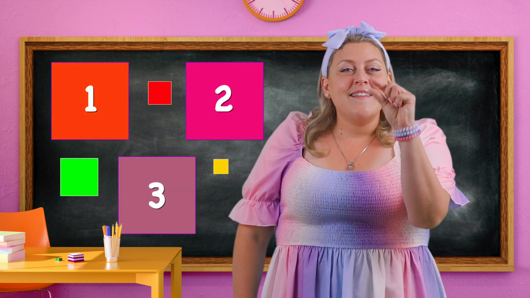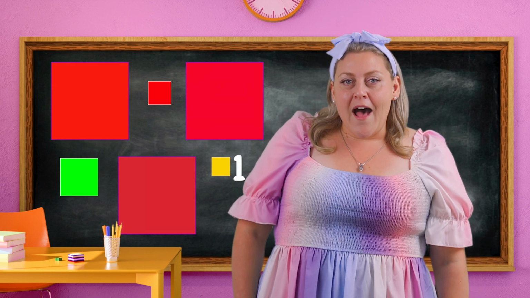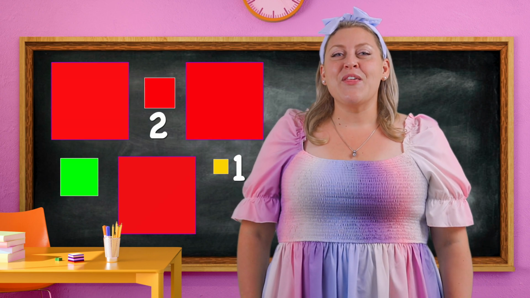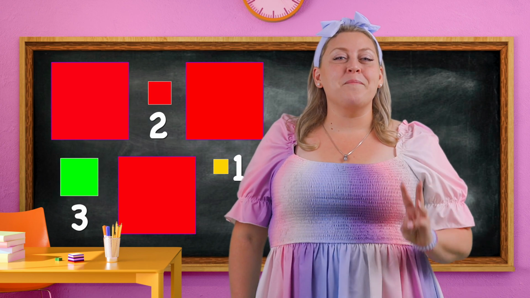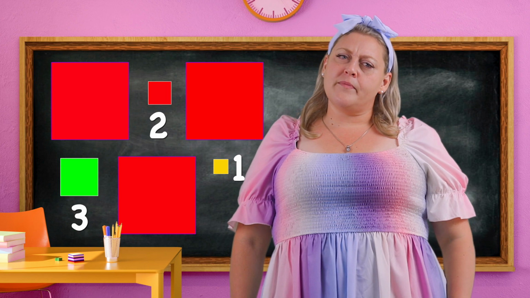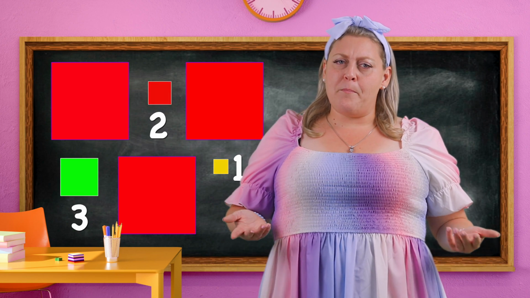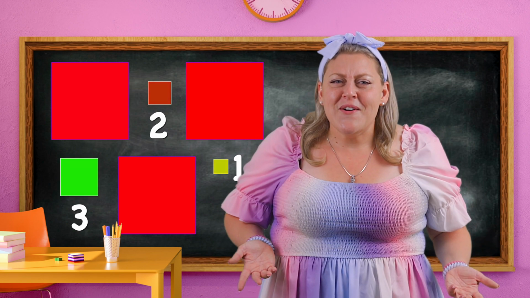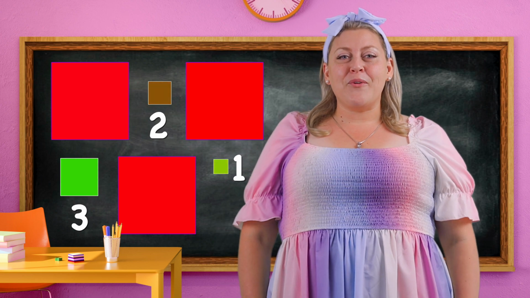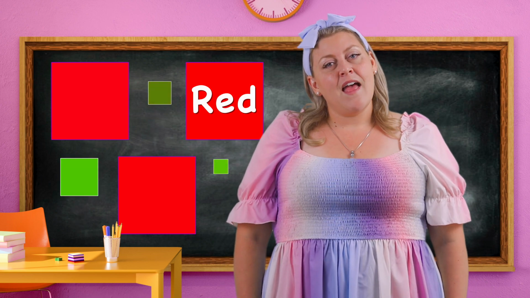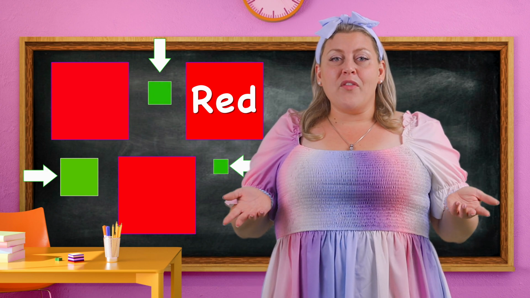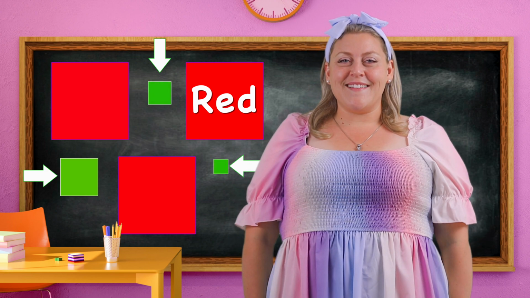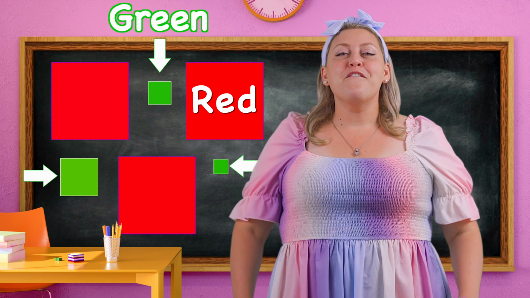Next, let's count the small squares together. 1, 2, 3. Amazing! There are 3 small squares. Do you know what color the big squares are? Do you know? Yes, the big squares are red. How about the small squares? What color are the small squares? Yes, the small squares are green.